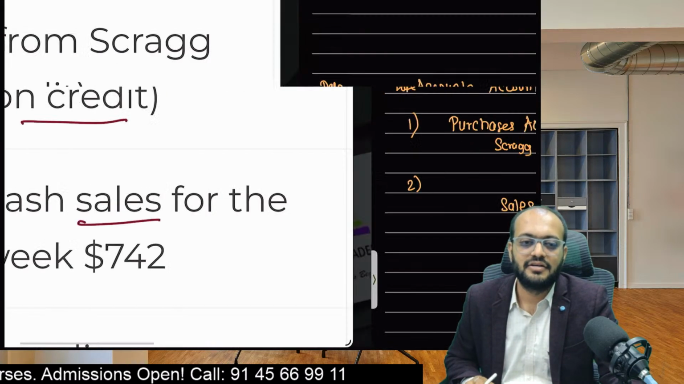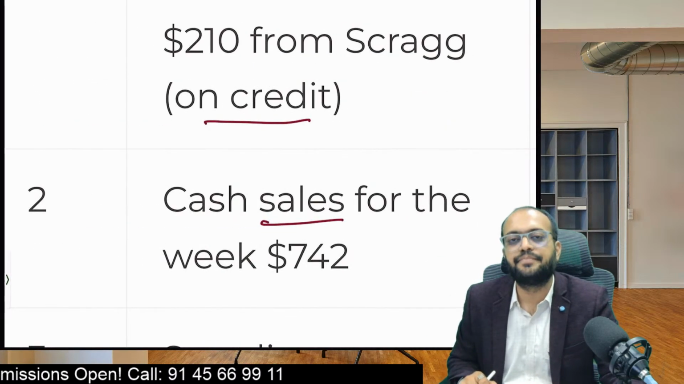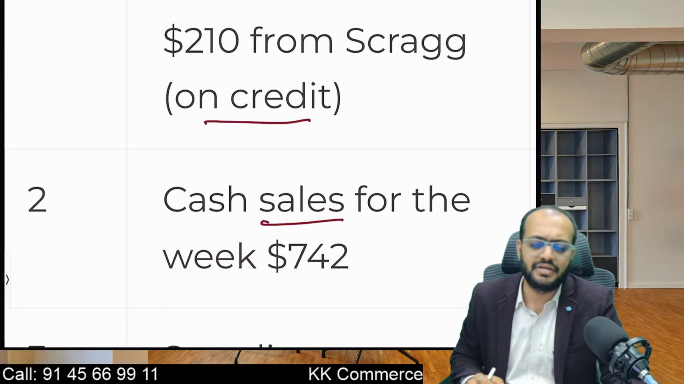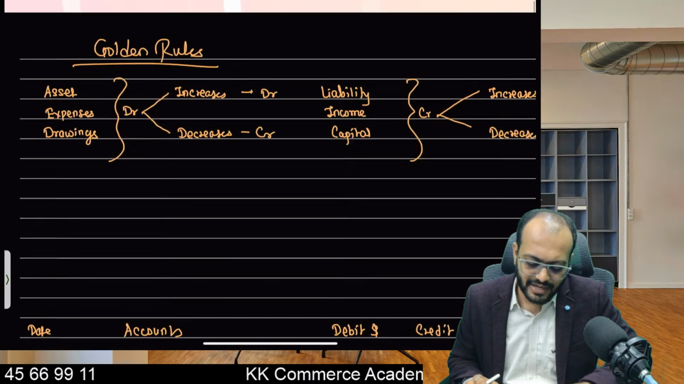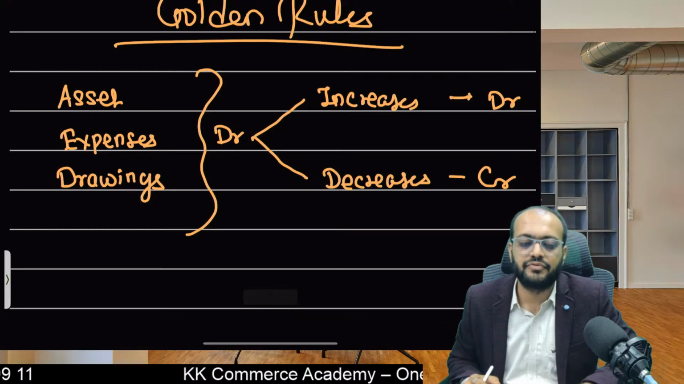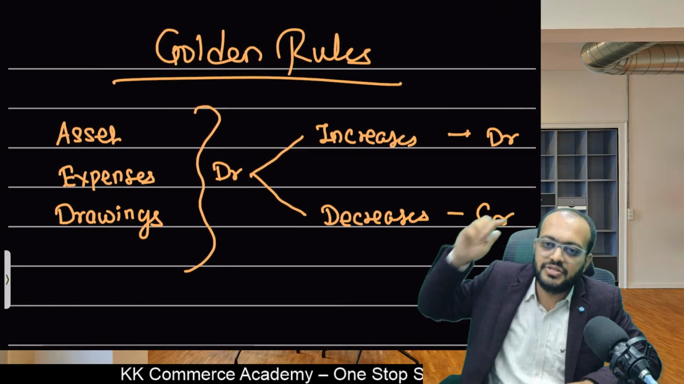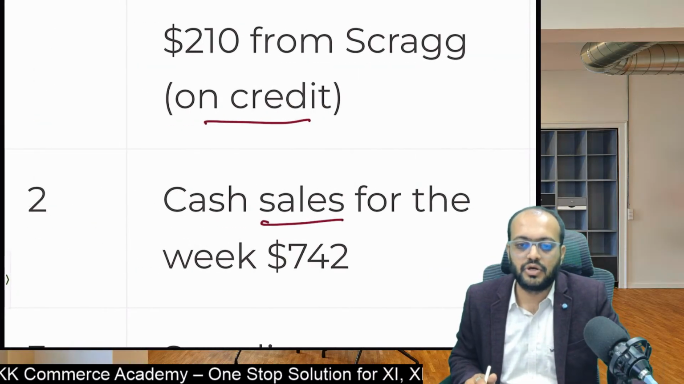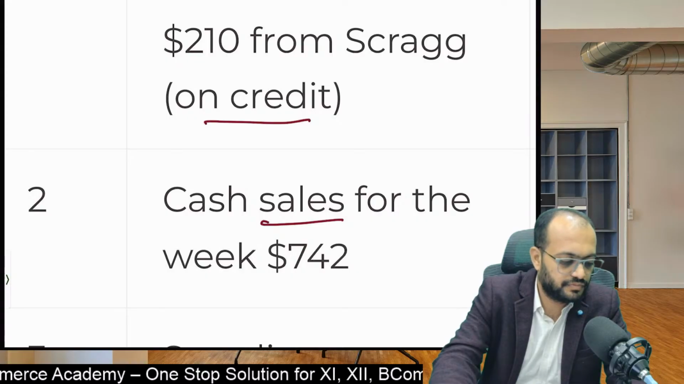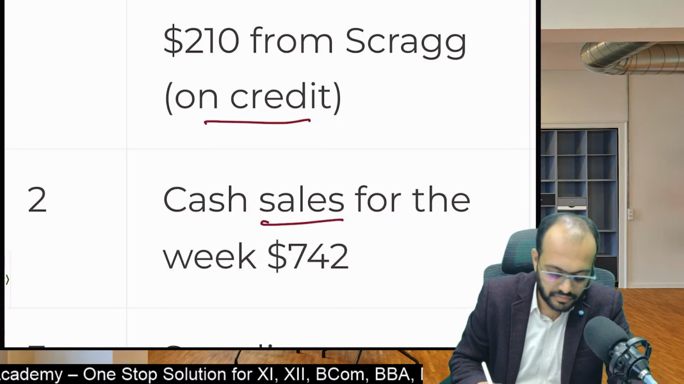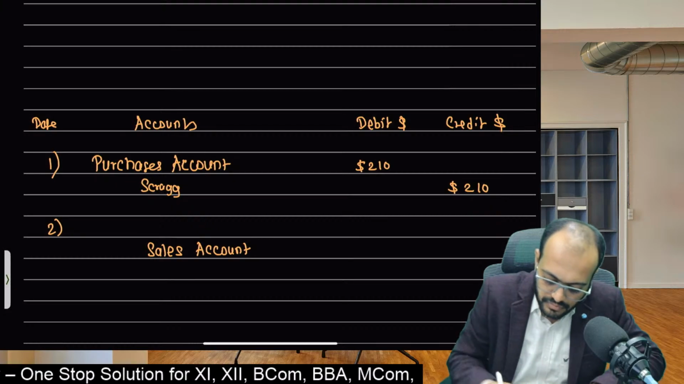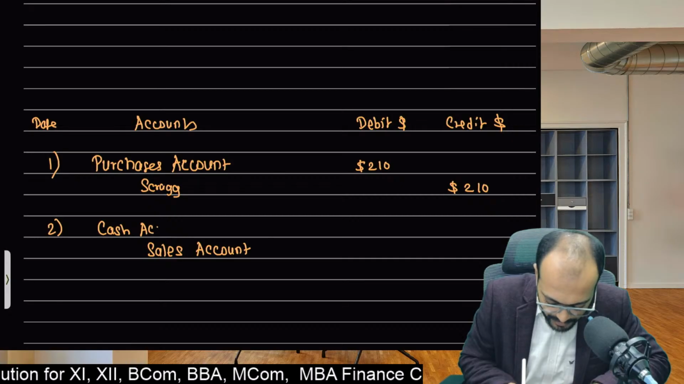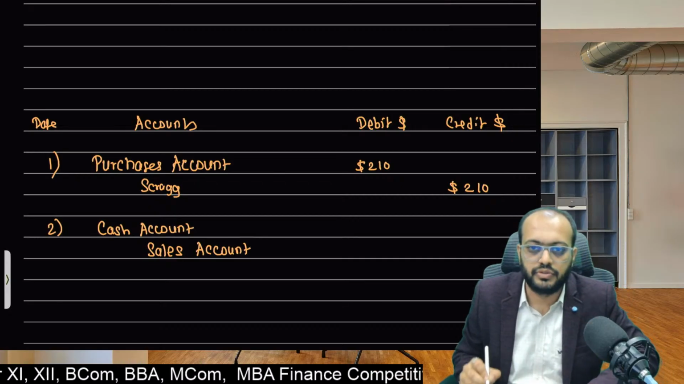And another thing, the transaction is cash sales for the week, right? So that means cash comes in, so the cash balance increases. Cash sales means we are selling the goods and we are receiving the cash immediately. Cash is our asset, property which we own, of course. So the cash balance increases, so we are expected to debit the cash account with $742. Cash is, of course, a non-personal account, so it should be debited.